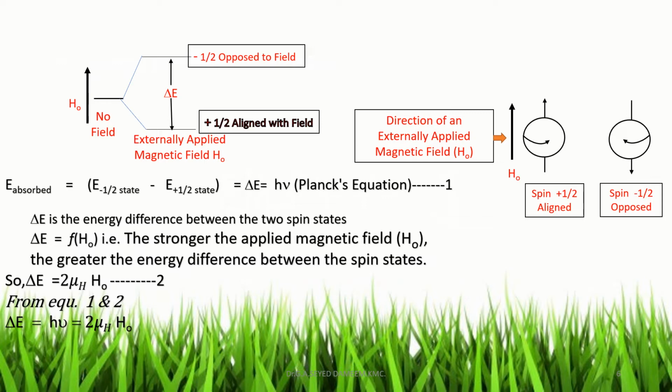But the delta E value is a function of the applied magnetic field strength. That is, the stronger the applied magnetic field, the greater the energy difference between the spin states, that is delta E.